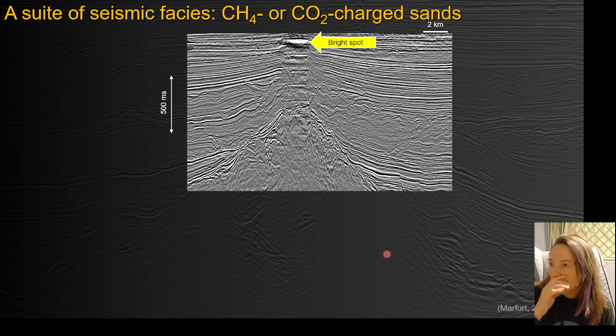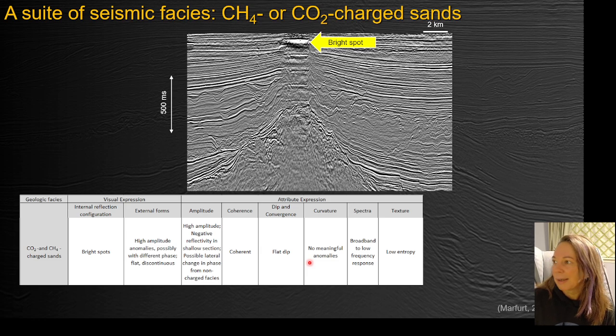And then just to go through a few more, here we've got charged sands, so methane or CO2 charged sands. We've got this bright spot, and so here's the core volcano, and then we're looking above it quite a bit. We've got this bright spot right below the seafloor, which is just cut off. So internally, it looks like a bright spot, so it's got that high amplitude. The external forms would be a higher amplitude anomaly. It could have a different phase of the seismic.